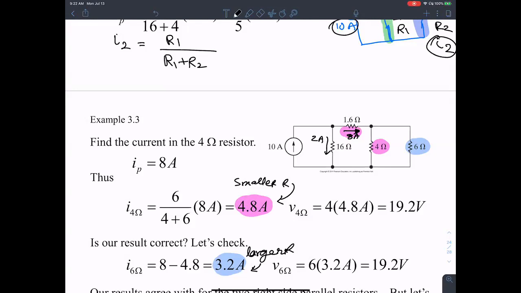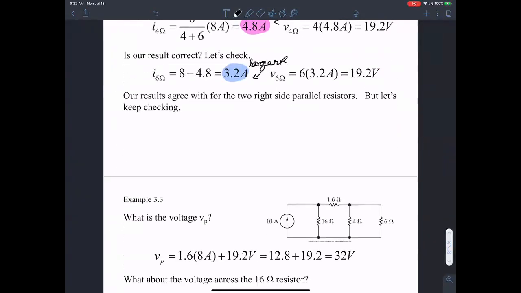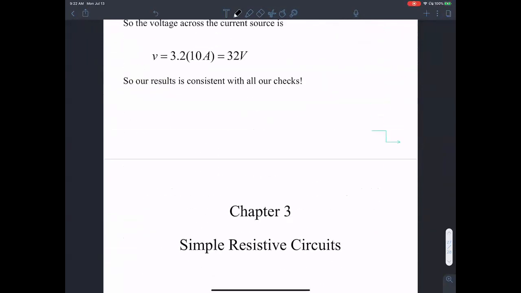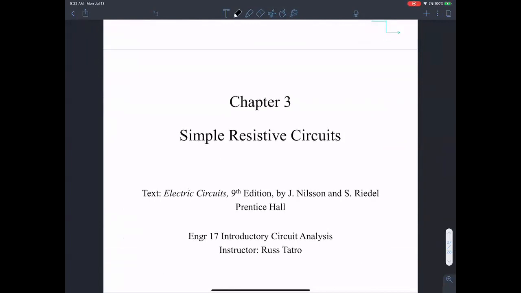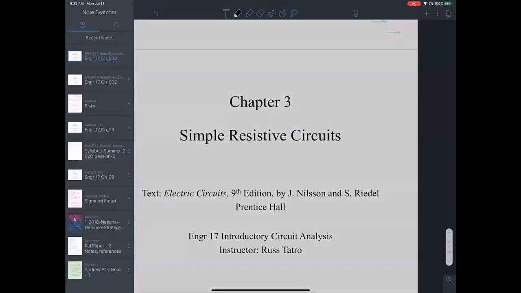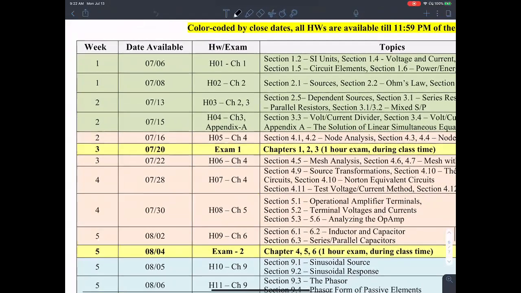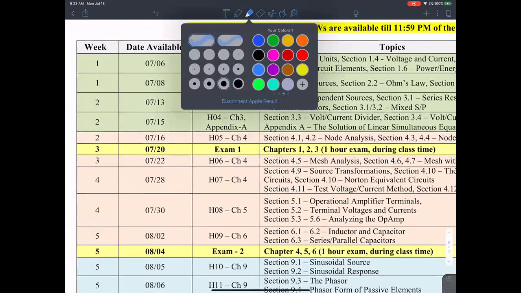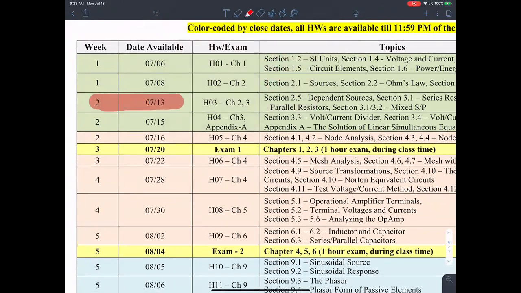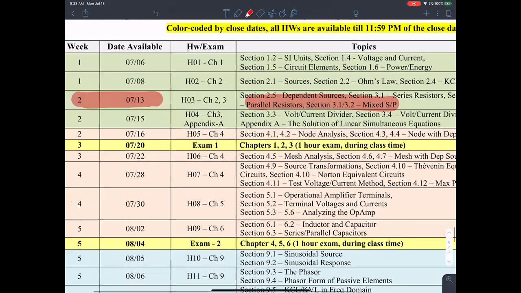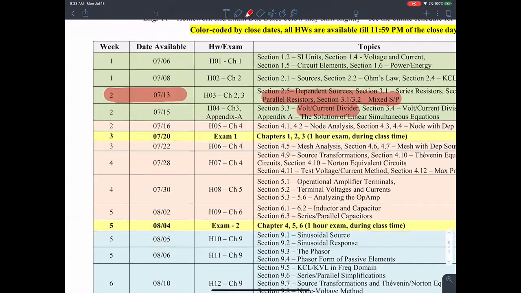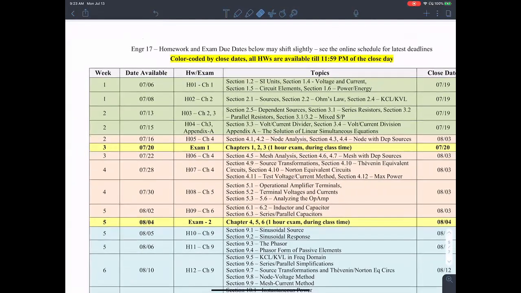Okay, so this is the notion of current division and voltage division. Maybe we look at a couple of example problems in the next class and move on to chapter 4. Let's see what's ahead for us. Let's look at the syllabus. Today is the 13th. You're supposed to look at parallel and series resistances, and tomorrow we want to look at current division and voltage division. We will look at some example problems in class tomorrow, so that you get a good intuition and feel for how to solve the problems.